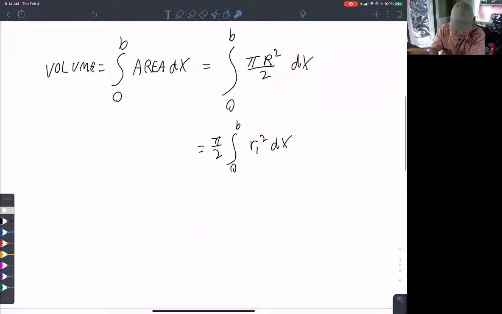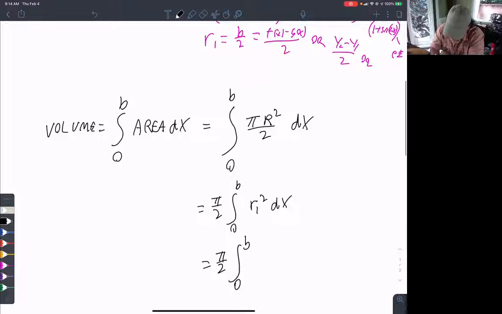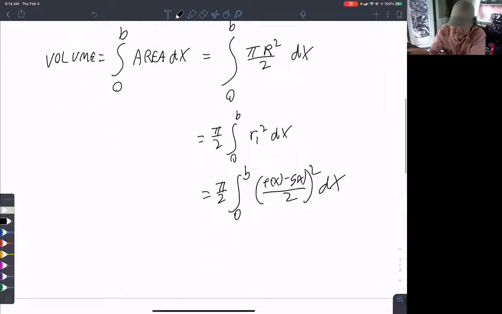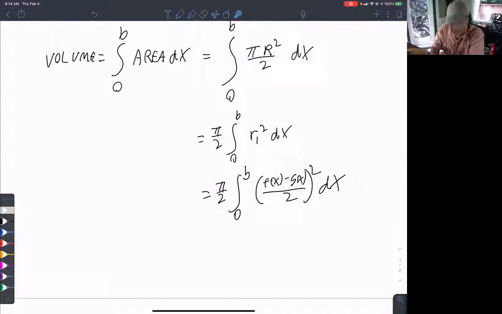If you choose to, you may, but here's the problem that people run into. They'll say r1, okay, I know what that is. That's going to be f of x minus g of x over 2 squared. And then they start doing some weird stuff. They'll pull this 2 out in front and make that a 4, but that 2 is being squared. So if you're going to do it this way, put this in your calculator, okay?